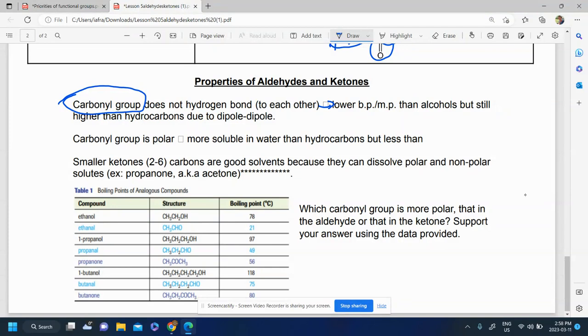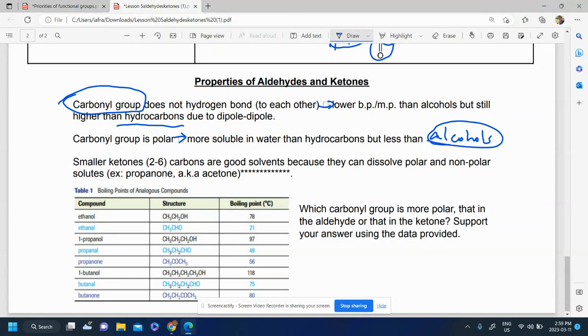Aldehydes and ketones generally have lower boiling points and melting points than the alcohols do. But it is still higher than hydrocarbons because, like I said, the carbonyl group does have dipole-dipole ability. Carbonyl group is polar, so it is more soluble in water compared to hydrocarbons, but it is less soluble than alcohol still because, again, they really lack that ability to do a lot of hydrogen bonding like the alcohol would. The carbonyl group is not as polar as that hydroxyl group that allows for that hydrogen bonding to occur.